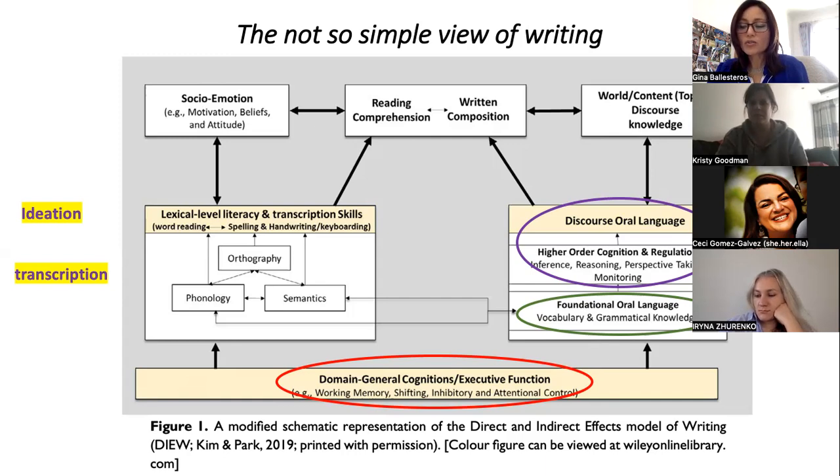Discourse oral language captures an oral compositional skill, the ability to generate ideas and translate and organize them into oral language. And they draw on higher cognitions, as you can see here, such as reasoning, foundational oral language skills, vocabulary, and grammatical knowledge, which are supported by domain general cognitions such as working memory and attention control. As you can see, there is a lot that goes on before our students write their ideas. But discourse and oral language has been found to be very beneficial to develop ideation and transcription skills in writing.